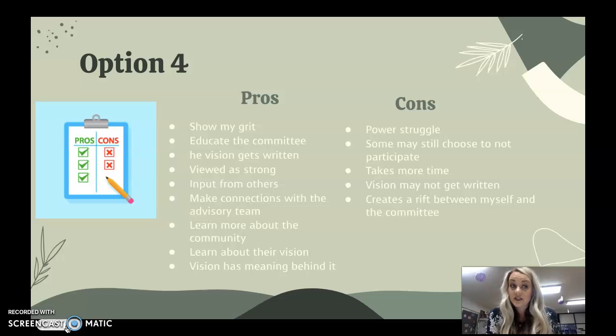Some cons: there still could be a power struggle. Some will still choose not to participate. It is going to take more time. The vision may not get written, and it still could create a rift between myself and the committee members, for those who don't agree with what I'm doing or don't want to participate.